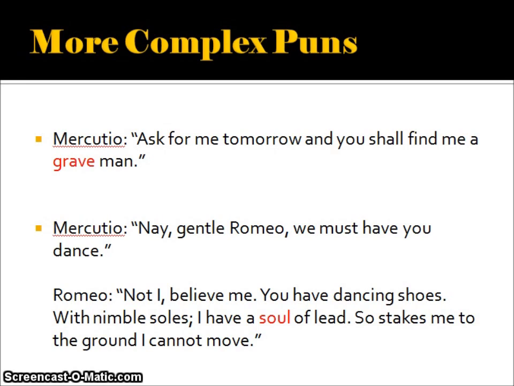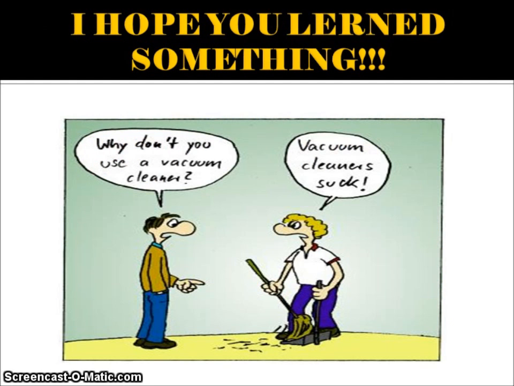The other example is, Mercutio says, "Nay, gentle Romeo, we must have you dance." Romeo says, "Not I, believe me, you have dancing shoes with nimble soles. I have a soul of lead, so stakes me to the ground I cannot move." Soul is not referring to the shoe, it is actually referring to his soul being heavy, and he's unable to move, and he's ultimately nervous.